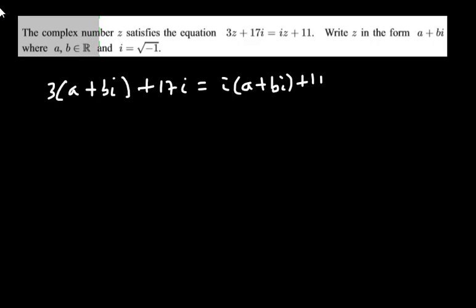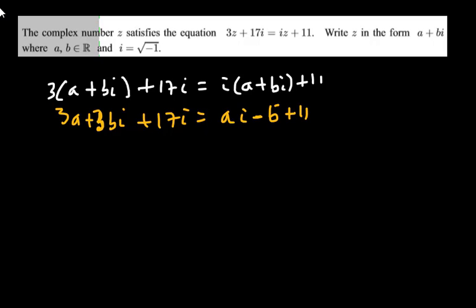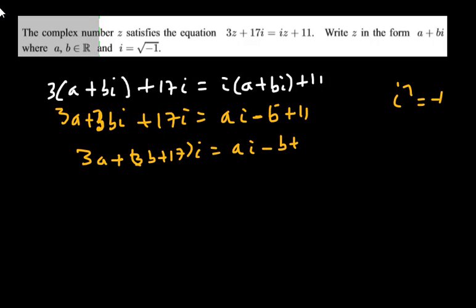Just distribute the 3 over A and Bi. That's going to be 3Bi, plus 17i is equal to Ai minus B plus 11, because i times i is i squared, which is -1. I just substitute that. So I have here 3A plus (3B plus 17)i. I just factor out i. This is the same as Ai minus B plus 11.